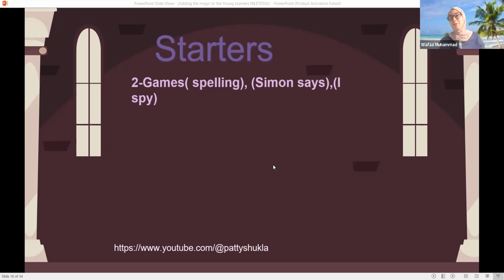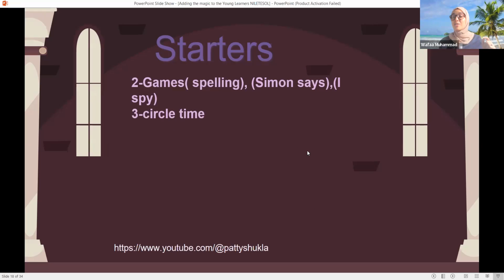Okay? Also, you can play a game like I spy with my little eye. I spy with my little eye something orange, which you can sit on. What is it? And they will say, maybe it's a chair, right? You can do it about a lot of items in the class, or maybe something they have in their bags.